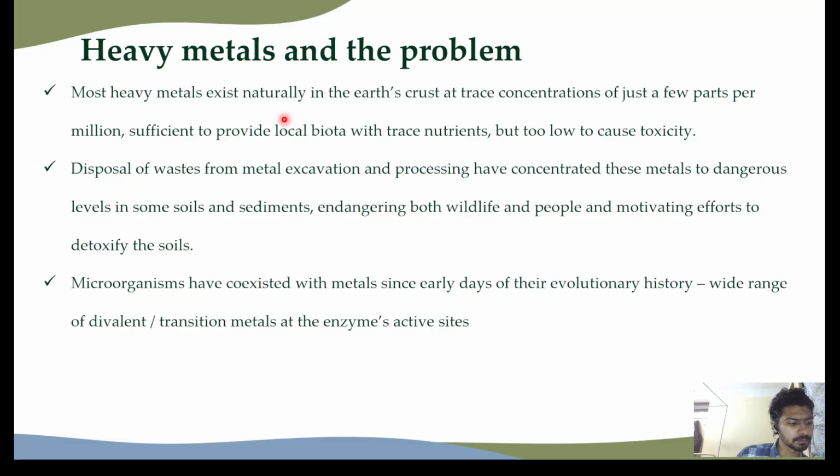If you see the problem of the heavy metals, as we already know, these heavy metals usually exist naturally in the earth crust, and their amount is also very, very less, in the ppm. Ppm means you can imagine 1 mg of heavy metal in 1 liter of media, but this is sufficient to affect the living organism.